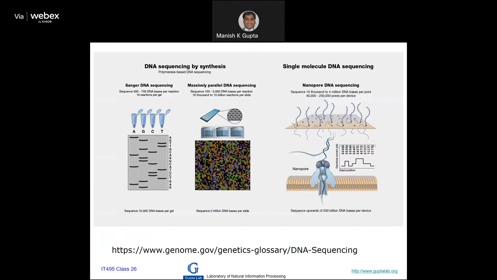So it's huge. On the other hand, this last picture is nanopore sequencing. You see, these kinds of pores are there. There are two kinds of nanopore sequencing: one is biological nanopore, another is semiconductor based, and both approaches are popular. Here it sequences upwards of 200 DNA bases per device, so you are just reading bit by bit. The signal is captured here: you read the position, whether it is A, C, G, or T, and convert it into some sort of signal. It sequences 10,000 to 4 million DNA bases per pore, with 40,000 to 250,000 pores per device. So you can actually do very fast sequencing.